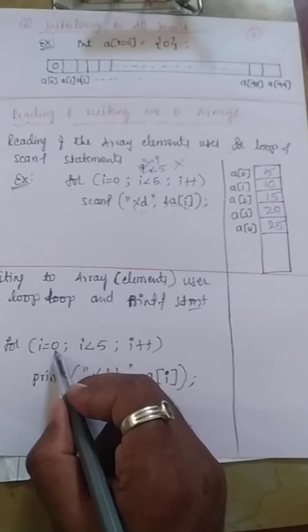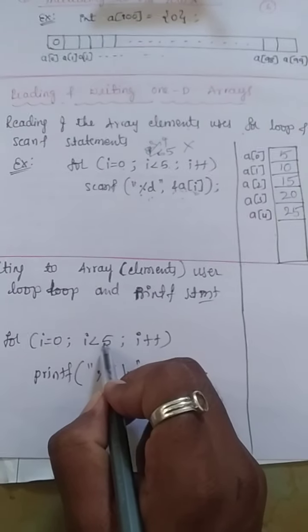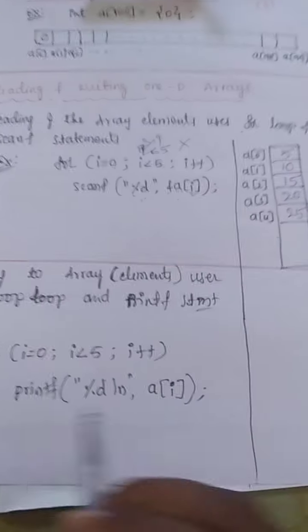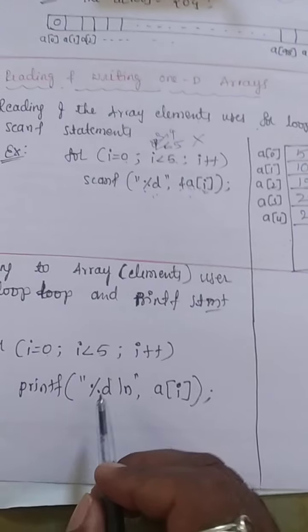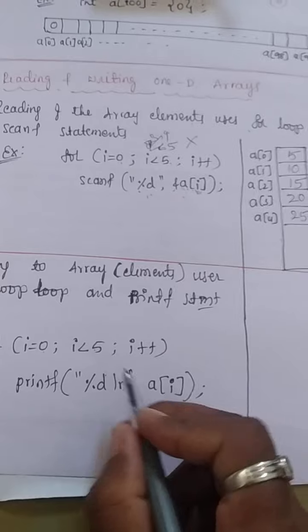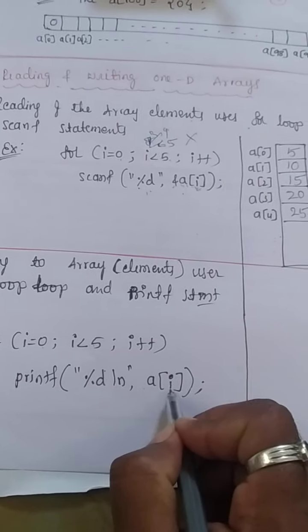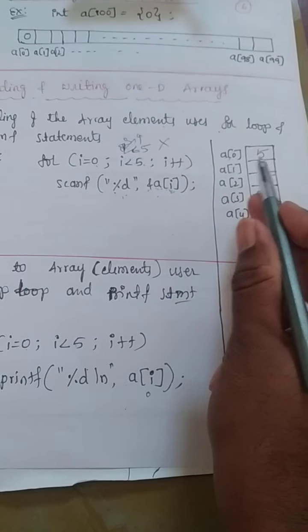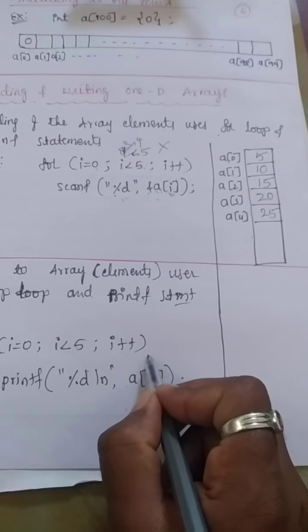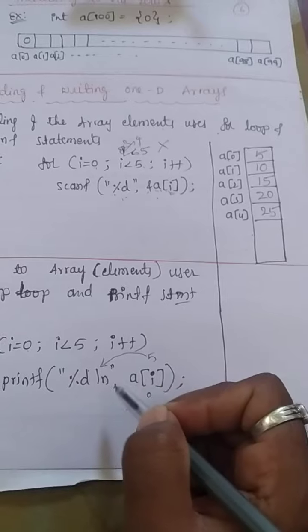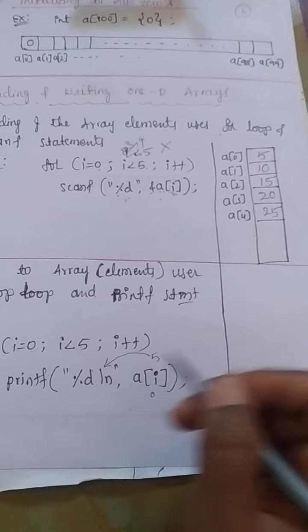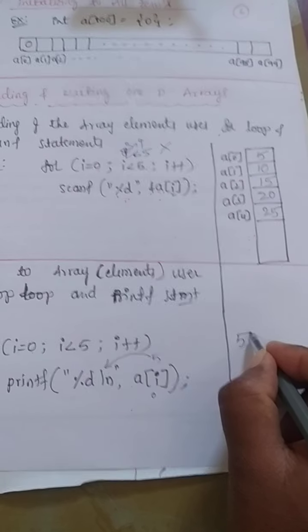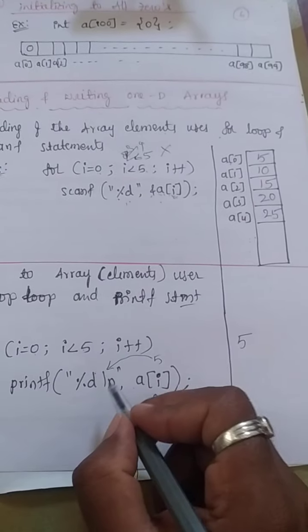See, the initial value of i is 0, whether 0 less than 5, yes, condition true. So once the condition is true, you can execute the printf statement, printf %d a[i]. See, what is the i value? 0, a[0]. What is the element a[0] contains? See here, a[0] contains how much? 5. The value 5 is going to print here. It means on the screen you will get the value 5 like this. Got it?